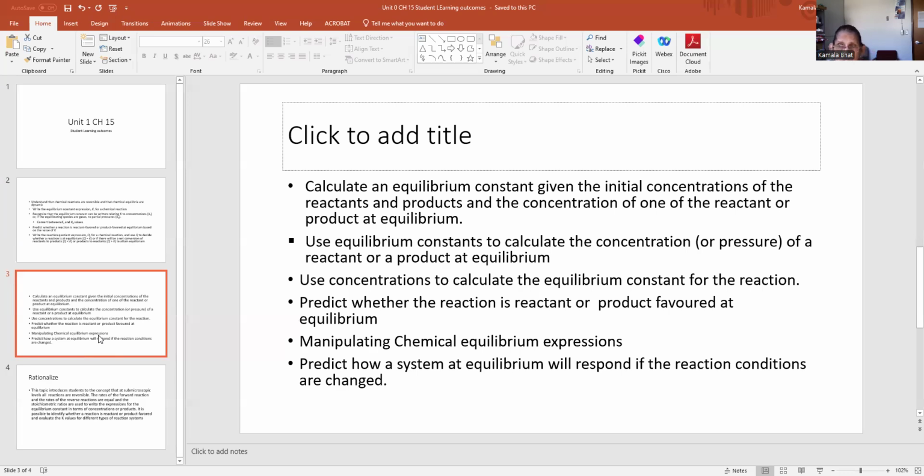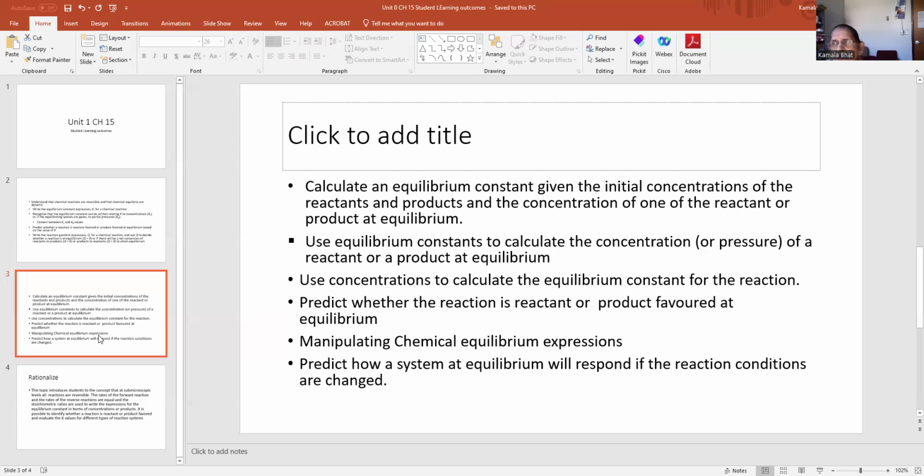Not only that, you should also be able to predict whether it's going to the reactant side or the product side at equilibrium. Lastly, you should be able to manipulate chemical equilibrium expressions for multiple reactions in such a way as to get a specific expression for a given required reaction, and then calculate the equilibrium constant values.